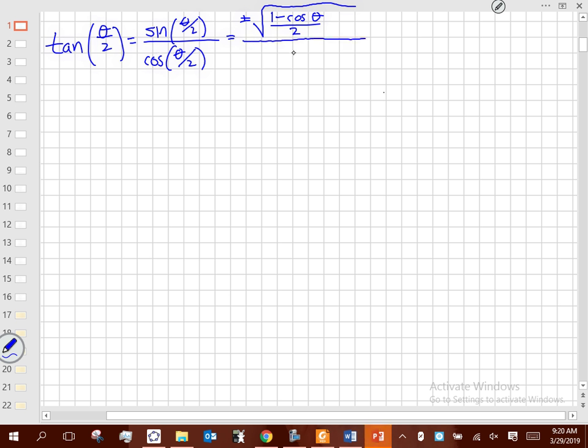And then the cosine here is going to be 1 plus cosine of theta all over 2. Okay. Now, because of our laws of exponents, if we have a numerator underneath the radical and a denominator underneath the radical, can't we put them all underneath the same radical?